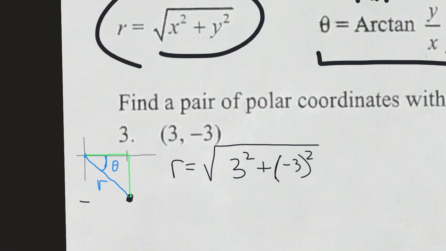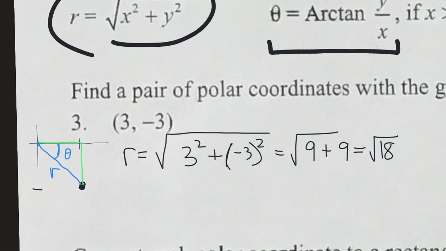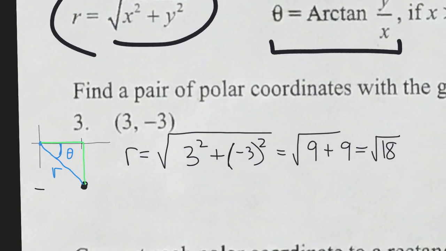Okay, and you can put that right into your calculator, or maybe not. 3 squared is 9, negative 3 squared is 9. 9 plus 9 is 18. So this radius, the length of this hypotenuse, is the square root of 18. Okay, you can leave it just like that. There's no need to decimalize that, 4 point whatever. Root 18 is a perfectly awesome answer.